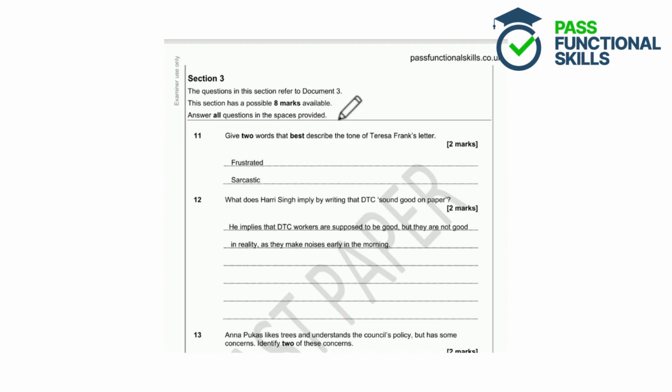Okay, section 3. The questions in this section refer to document 3. So forget about document 2 now, we're going on to document 3. Question 11, give 2 words that best describe the tone of Theresa Frank's letter. So here we are looking for tone. Tone is the overall mood or feeling of the text that the author's trying to put across. And we need to give 2 words that describe the tone of Theresa Frank's letter.